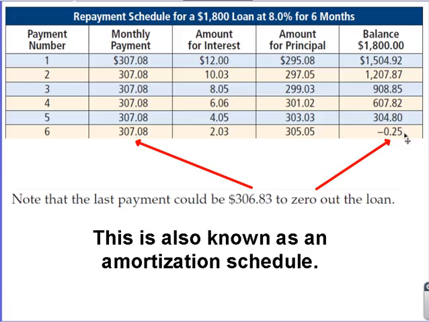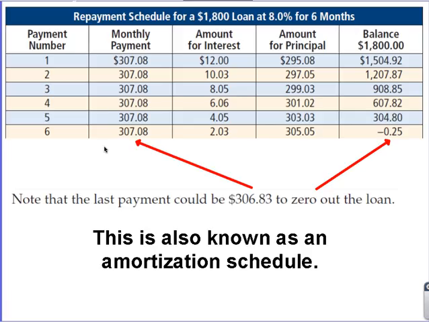One thing you need to make sure of is when you pay something off, okay? When you've got a negative number down here for your payoff, you need to adjust your monthly payment. Don't leave your monthly payment what it is, okay? You're trying to zero out the loan. You don't want to overpay the bank.